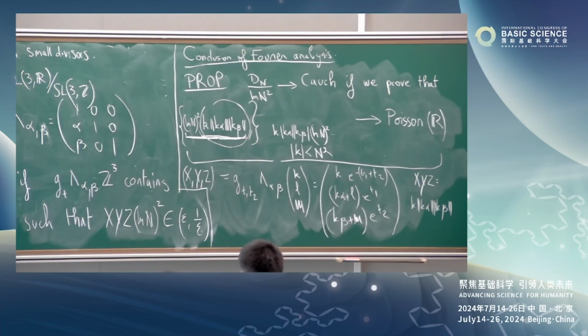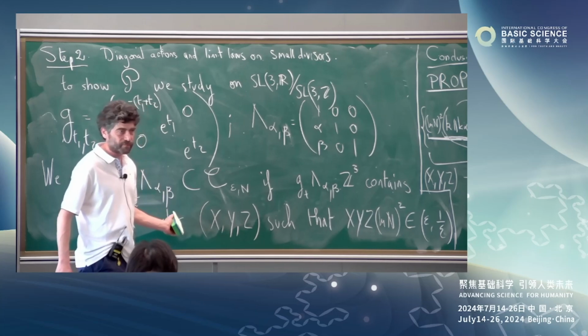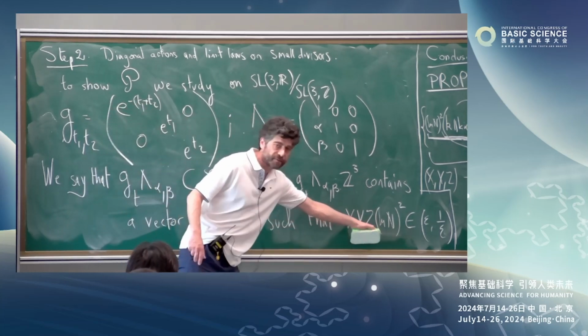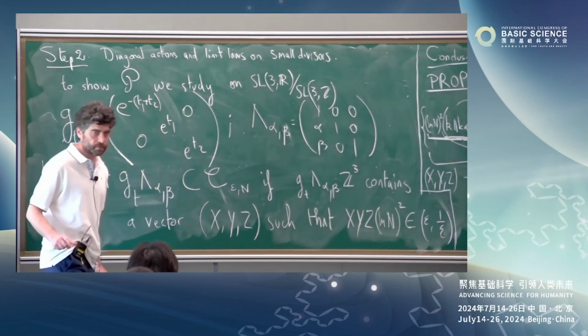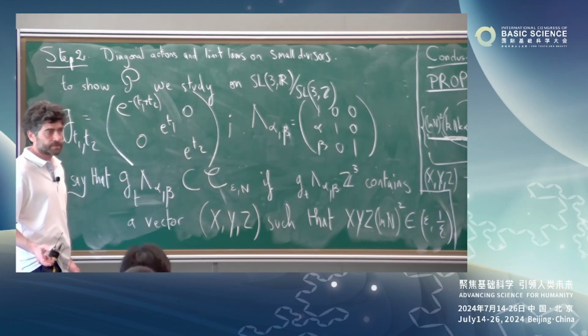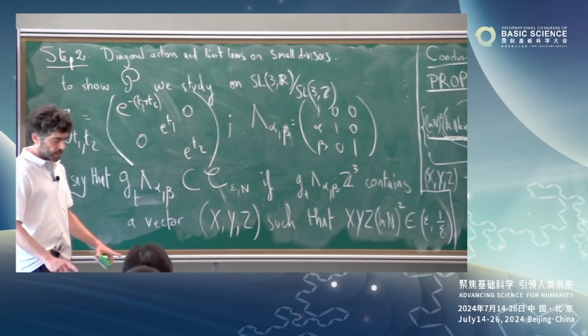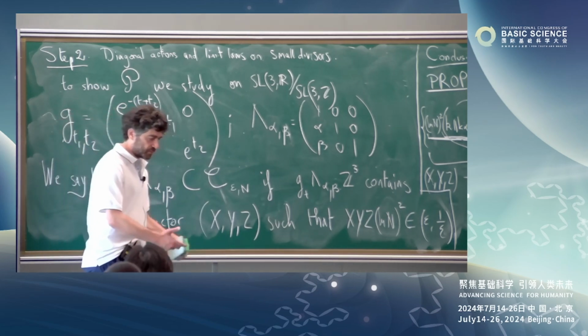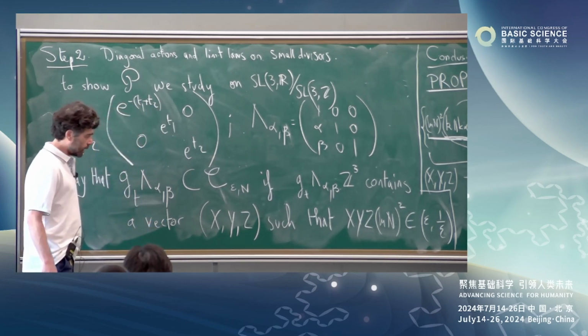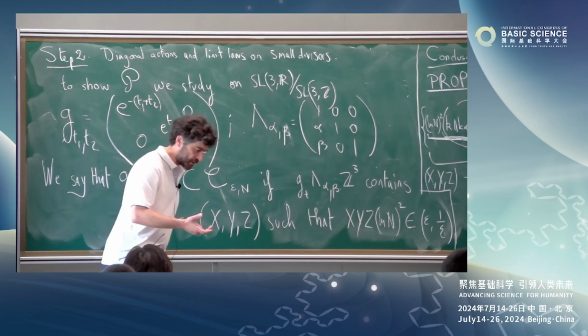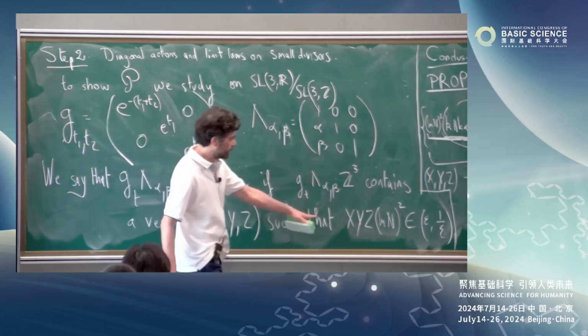That's called the Dani correspondence. You can call it shortest vector. It's not exactly the shortest vector because this is like X, Y, Z. The shortest vector is some kind of visit to the cusp. This is different.